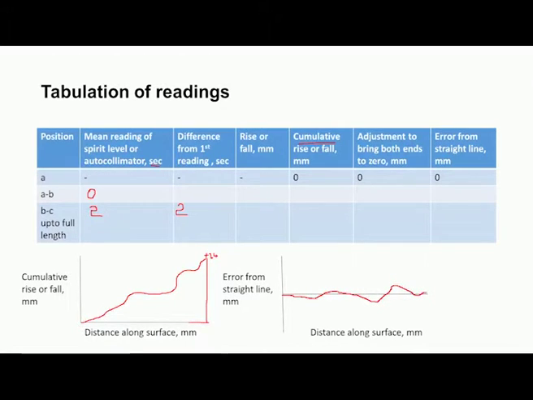So, now both the ends are brought back to 0 level, and then we should find the error from the straight line. This is the reference line, and then this is the peak value, and this is the bottommost point, the valley, and this distance will give us the error from the straight line. Also, we can use the least square method to find out the error.